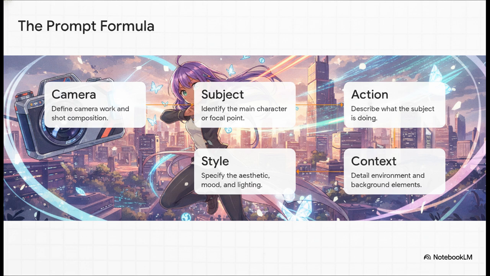First up, cinematography, where is the camera? Second, the subject, who or what is the focus? Third, action, what are they actually doing? Fourth, context, where are they? And finally, style and ambiance, what's the mood, the lighting, the overall aesthetic? According to the source data, if you keep your prompt between 3 to 6 sentences, that's roughly 100 to 150 words, using this sequence, you are going to get the most consistent, high-quality results.